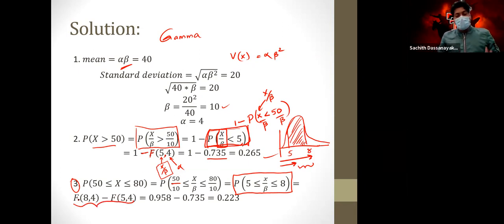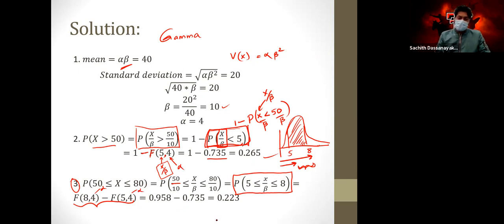The probability up to 8 is the first one, and the second one is up to 5. Get the difference, and you will have the exact answer. So how do we find this up to this point? F(8; 4). What is 8? X over beta is 8, and alpha is 4. Again, here 5 as well.